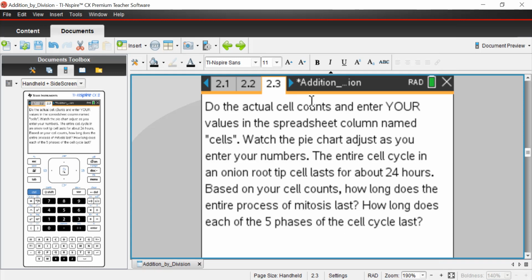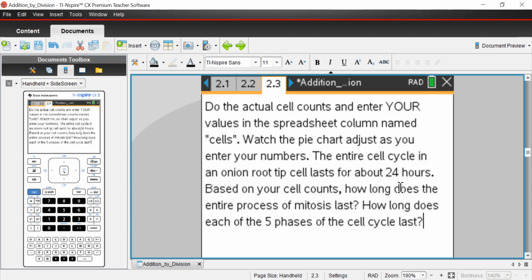So next page is 2.3. Do the actual cell counts, enter your values, watch a pie chart adjust as you enter your numbers. The entire cell cycle on an onion root tip cell lasts for about 24 hours. So based on your cell counts, how long does the entire process of mitosis last? How long does each of the 5 phases of the entire cell cycle last? And your answers are going to vary, but you understand now how to do the calculation.